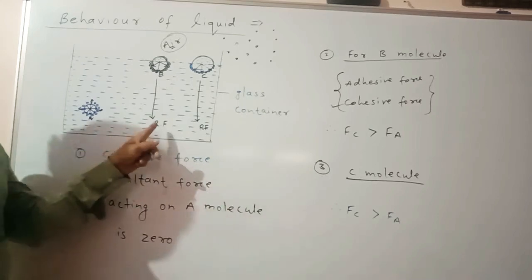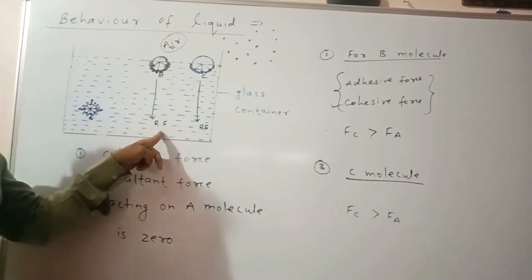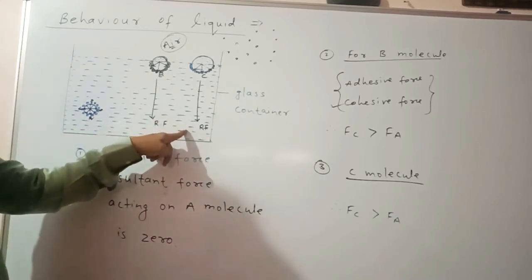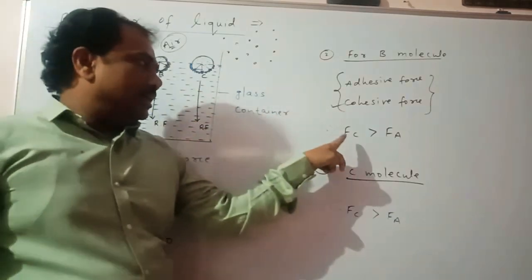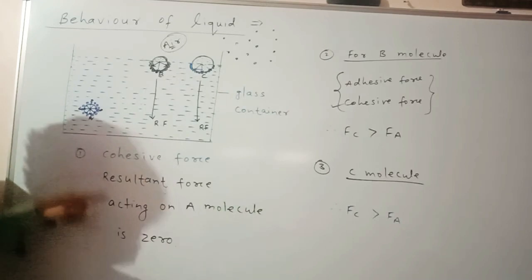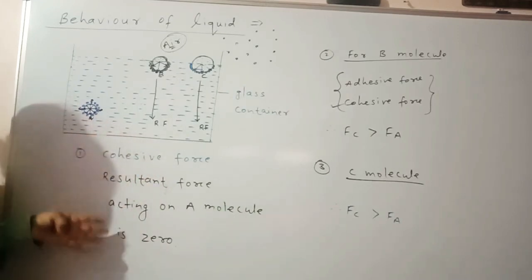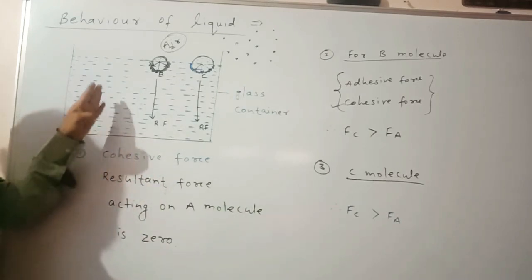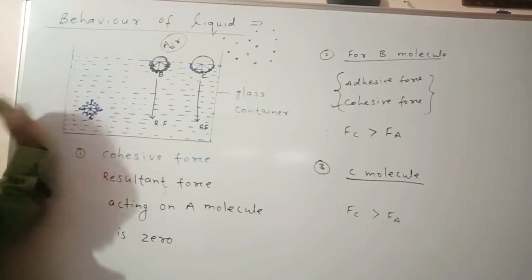Why is the resultant force in the downward direction in both cases? Because in both cases, cohesive force is greater than adhesive force. Here, for the A molecule, the resultant force is obviously 0 because it is attracted equally in all directions.